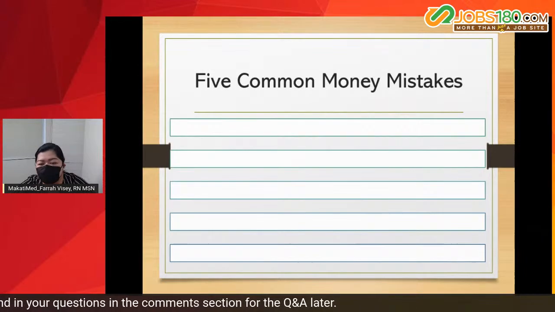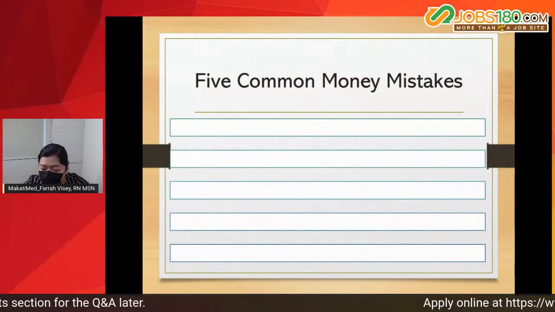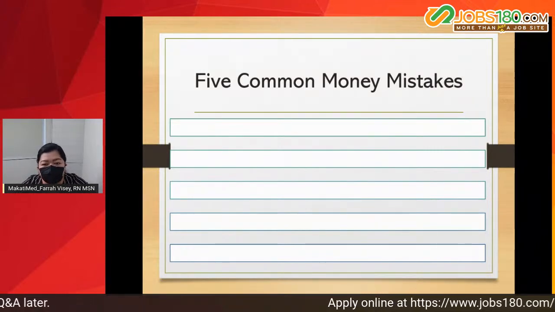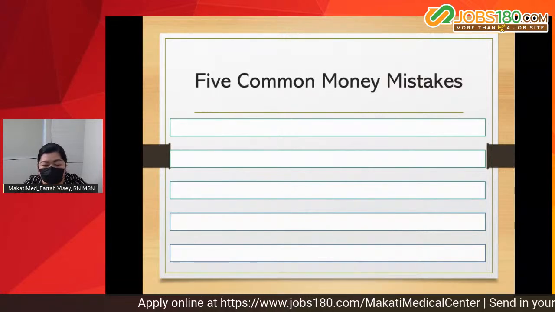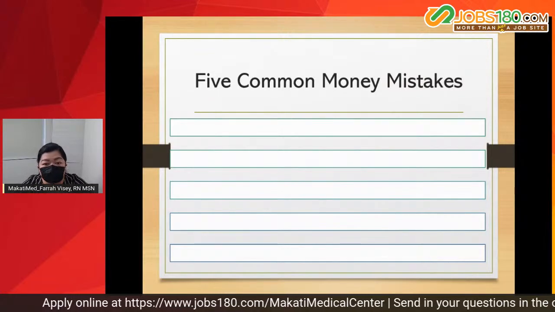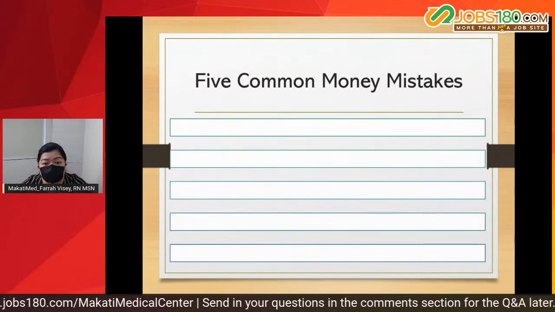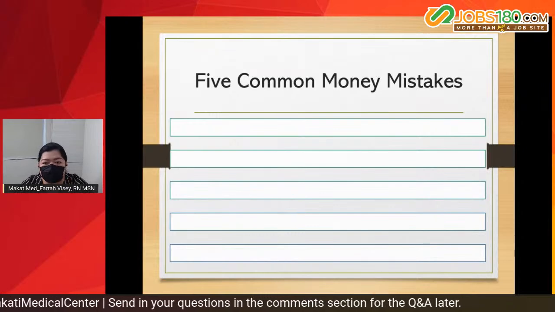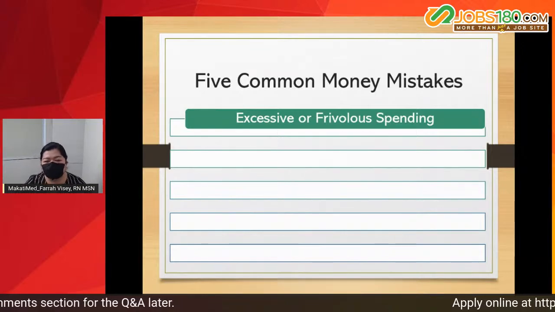So, what are the five common mistakes? Why do you need to know about this at this early point? Of course, you are all bound to have a job and save and earn with your hard-earned money, so you will experience that as early as now. You have to know all this. The first one is excessive or frivolous spending. So, what is excessive and frivolous spending?